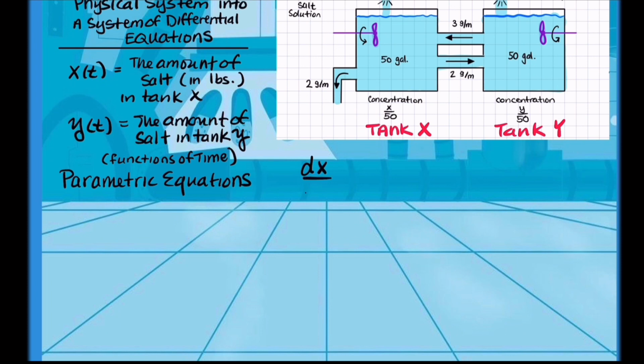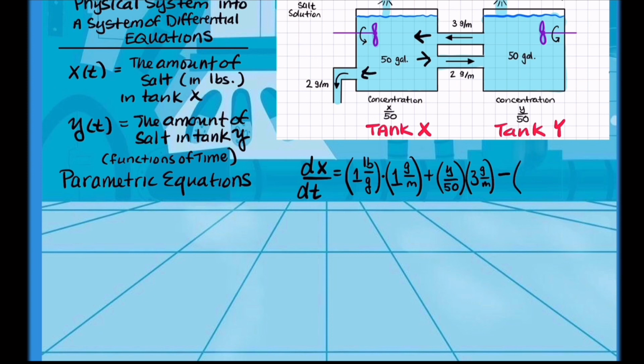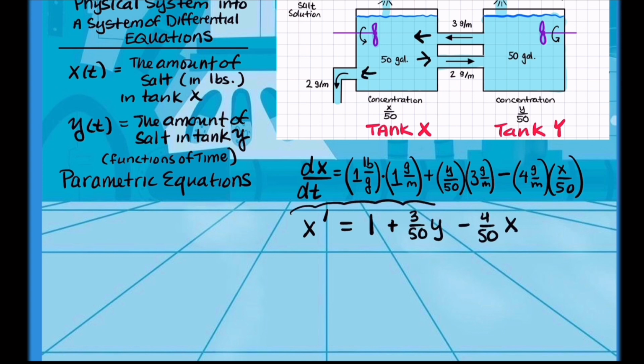Now what we'll do is develop the derivative here, the rate of change of salt with respect to time. So first we have incoming into tank X 1 pound per gallon at 1 gallon per minute. We also have incoming from tank Y at a concentration of Y over 50 at a rate of 3 gallons per minute. And we're going to subtract away from this the amount that is leaving tank X, which would be 4 gallons per minute of concentration X over 50. So we can write this differential equation as x prime equals 1 plus 3/50 y minus 4/50 x.